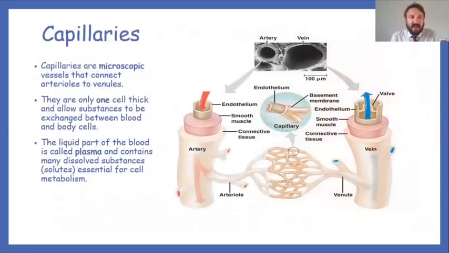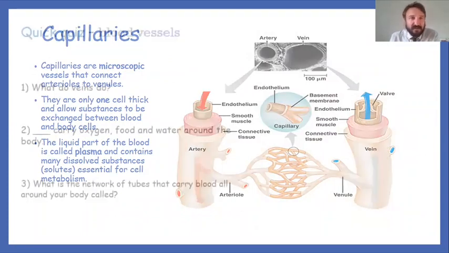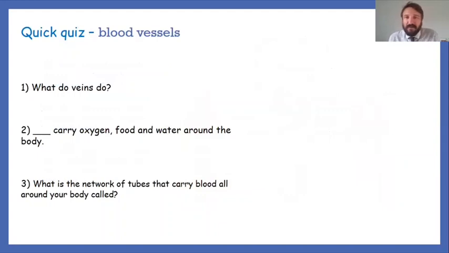Okay, and then we just had a quick look at the capillaries, which are these microscopic vessels. They're like mini arteries, which are branching out. And then we've got our venule there that is sucking that blood from the capillaries. And that is then going to lead us on to the blood vessels quiz. Okay.